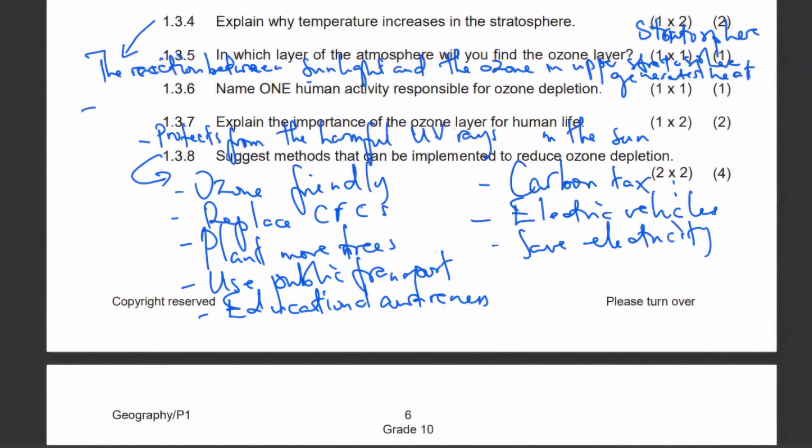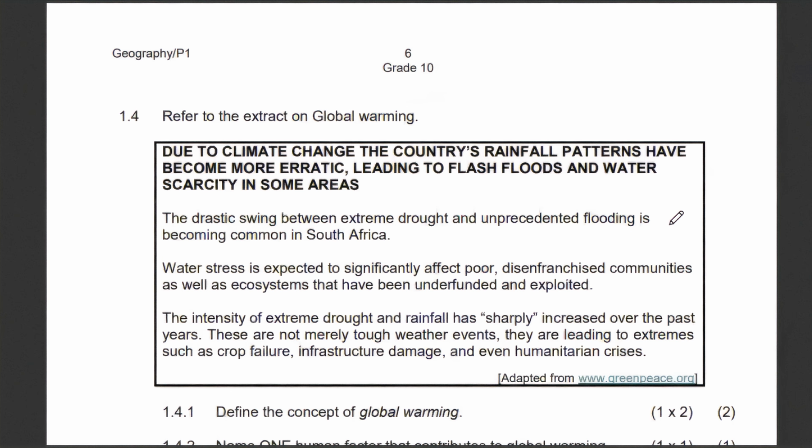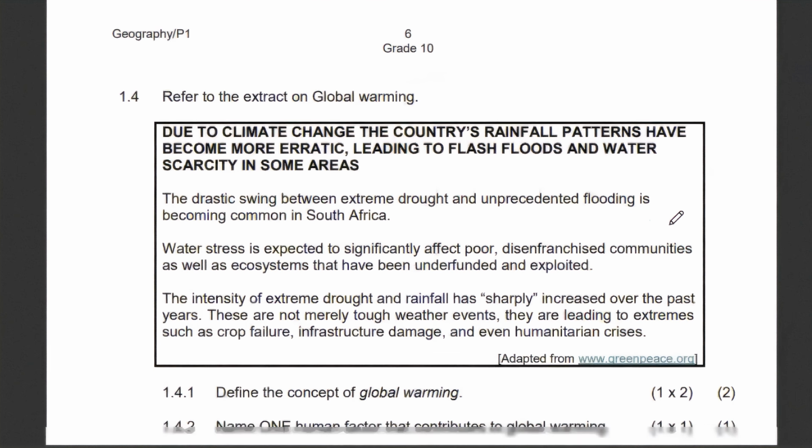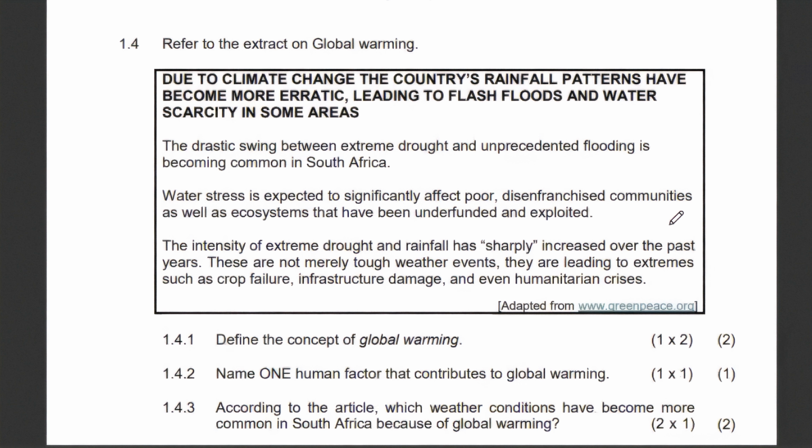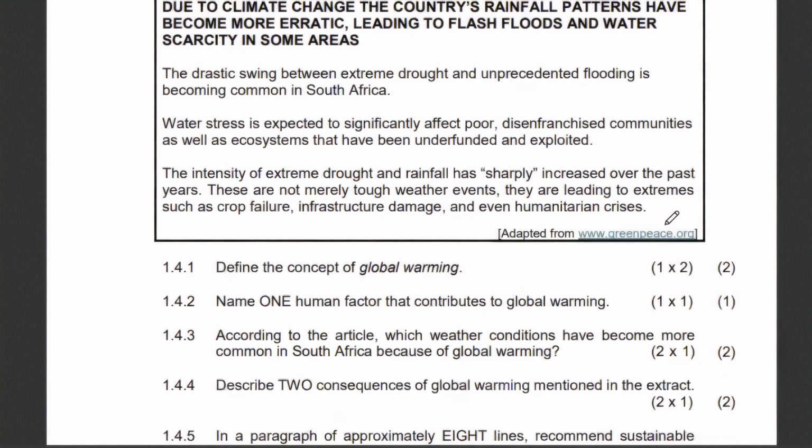Taking it to the next question, it's question number 1.4. It says, due to climate change, the country's rainfall patterns have become more erratic, leading to flash floods and water scarcity in some areas. Thus, the text is a text on global warming. Define the term global warming. That is the first question.